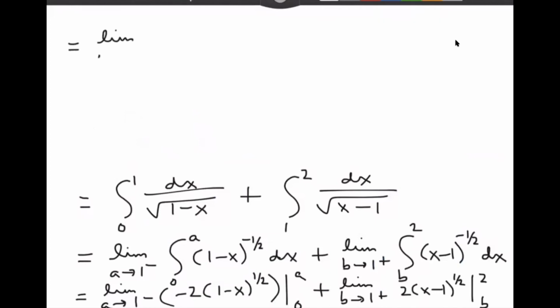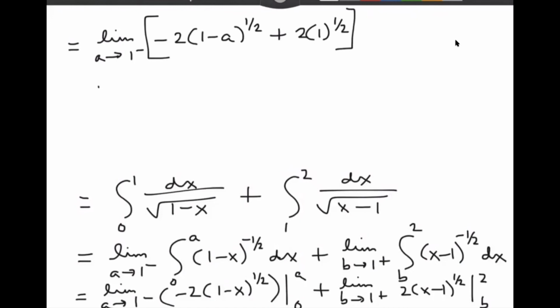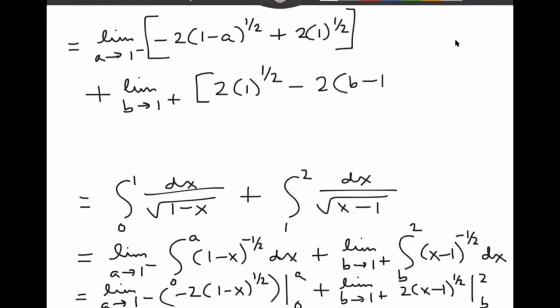Limit as a approaches 1 from the left, we have negative 2 times 1 minus a to the 1/2 minus negative 2 times 1 to the 1/2, plus the limit as b approaches 1 from the right of 2 times 1 to the 1/2 minus 2 times b minus 1 to the 1/2.